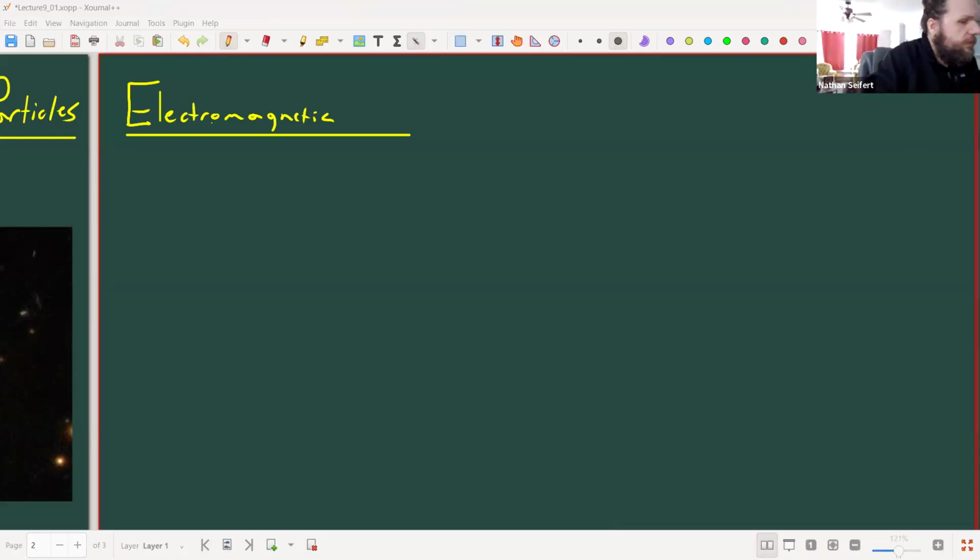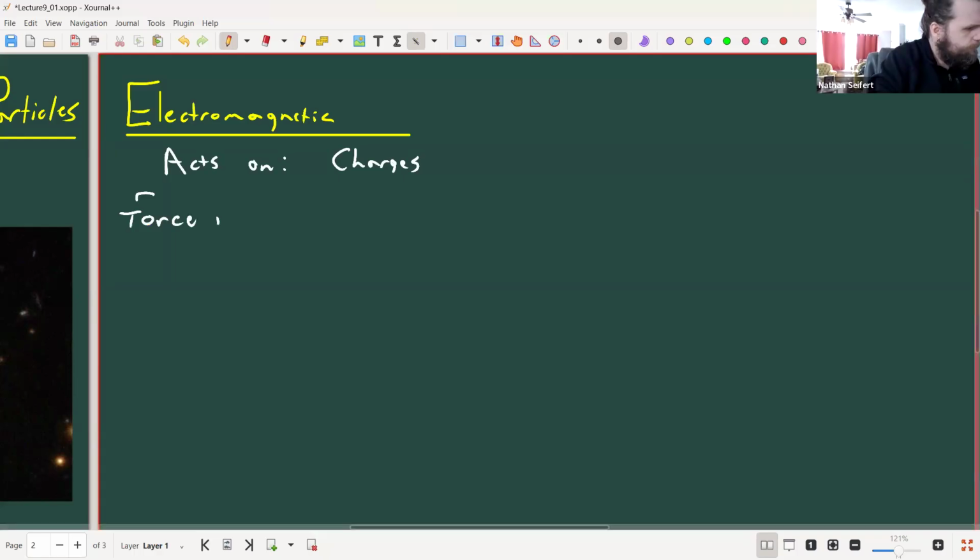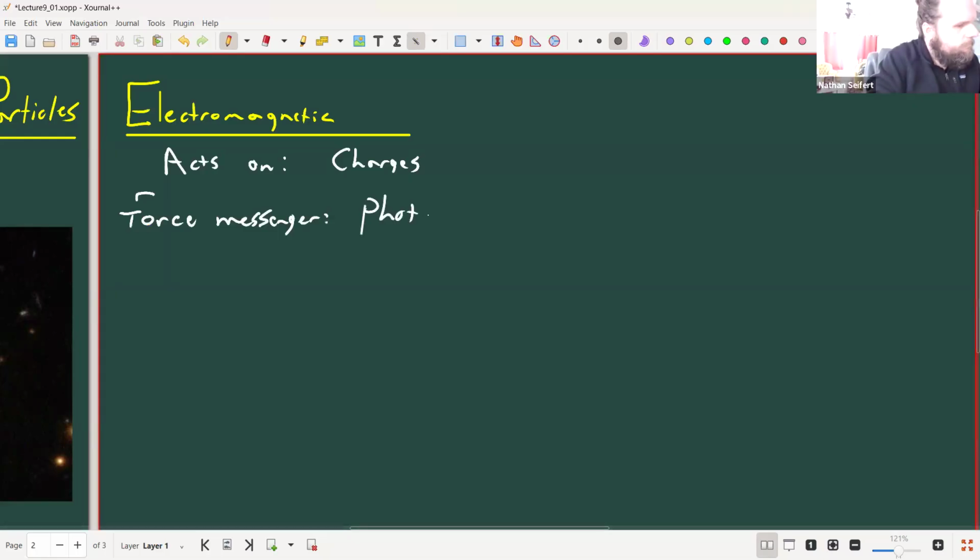And so what you find is, of course, that the electromagnetic force acts on charges, electrical charges. And one of the things that was discovered in the 2000s is that the thing that carries that force, the force messenger that provides that action of attraction or repulsion between two electrons, is the photon, light.